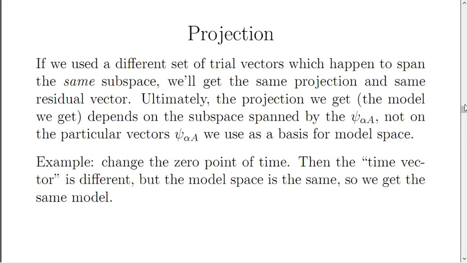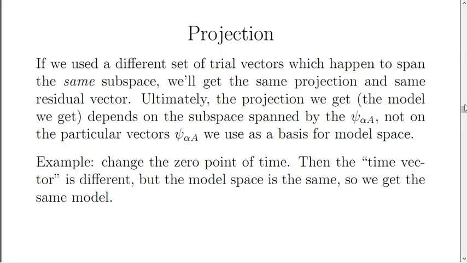Now, if we used a different set of trial vectors, which happen to span the same model space, we're going to get the same projection because we're projecting our data values vector into the same subspace. Ultimately, the projection we get, the model we get, depends on the subspace spanned by the trial vectors, not on the particular trial vectors that we use as a basis for model space. So if we use two different sets of trial vectors, but they span exactly the same space, then we're going to get exactly the same projection, and it'll have the same properties.